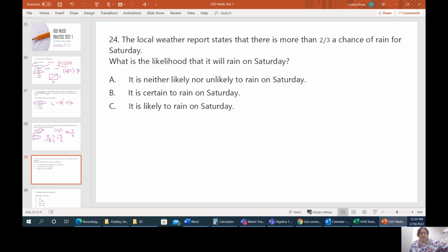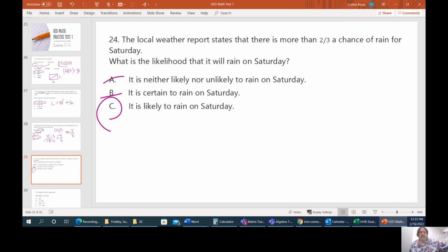So it says, this really isn't math. A local weather report states that there's a more than 2/3 chance of rain for Saturday. What is the likelihood that it will rain on Saturday? The first one said it is neither likely nor unlikely. Well, that'd be a 50-50 shot. 2/3 is bigger than 1/2, so it's not that one. It is certain to rain, and you probably never say it's certain to rain, maybe during a hurricane or something, I don't know. So that one's probably out. So I think this is our boy.